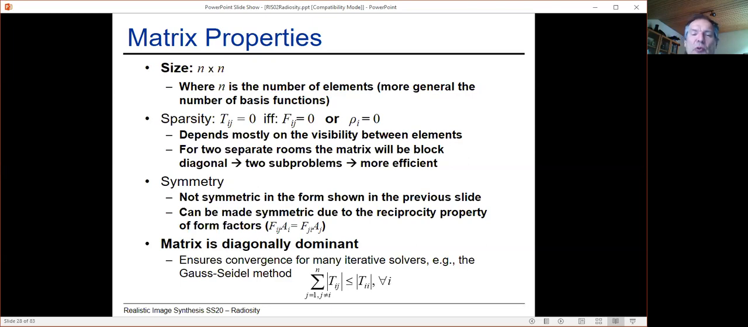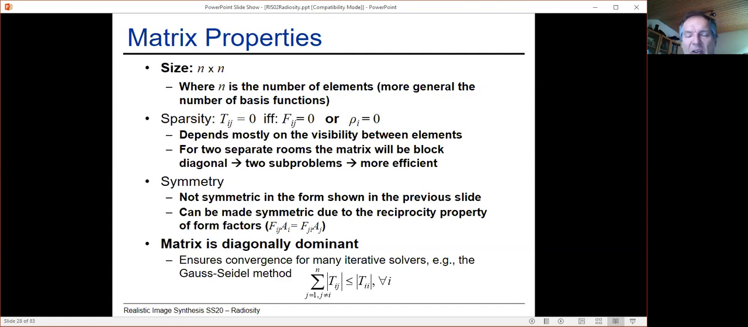So maybe then you can separate the problem, and then still, if you would like to solve it as one solution, you will clearly see that you will have some block diagonal structure in the matrix, because many elements corresponding to form factors between different rooms will be zero. And then maybe it's more efficient to just solve sub-problems for each room separately. So the question is whether the matrix is symmetric. In general, it is not, because form factors are not symmetric, but through the reciprocity rule, we can make it more symmetric in the formulation.